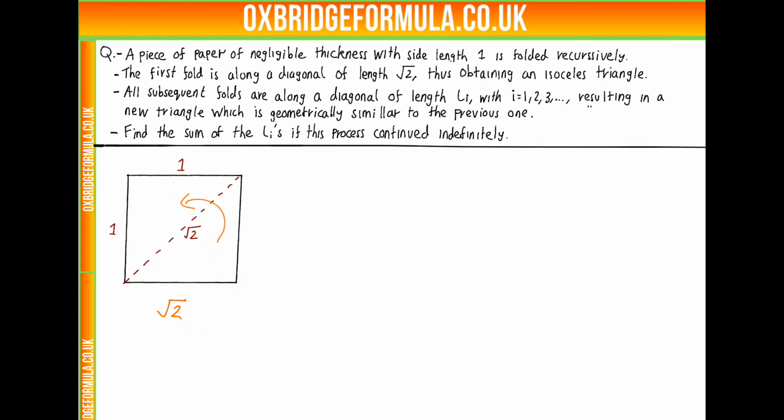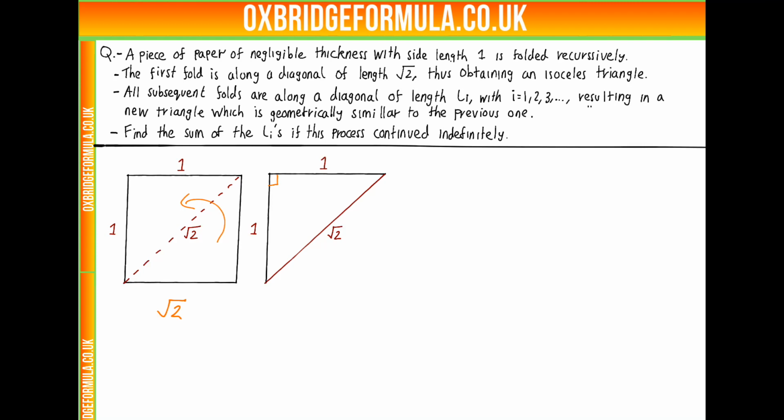Doing this, you can clearly see we end up with a triangle like this, with sides 1, 1 and √2 from the diagonal here, and we've got a right angle here. So it is isosceles, because these two sides are the same length. And now it gets a tad more difficult, because we need to work out what our fold would be to make a geometrically similar triangle once we fold it.